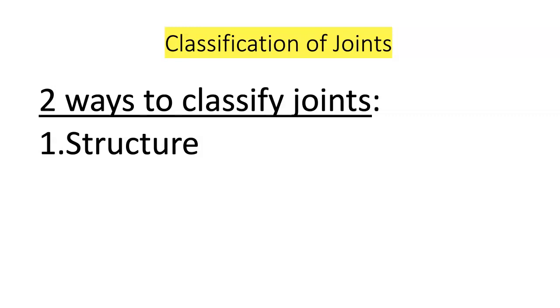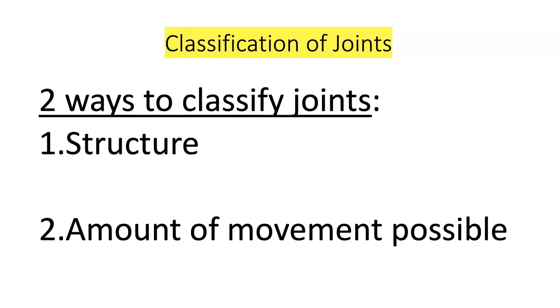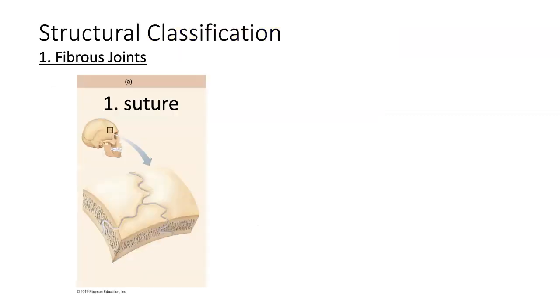Joints or articulations are just where two bones meet in the body. It's the way the various bones of the skeleton are connected together. There are two ways to classify joints. One is structural, and the other is by the amount of movement that is observed at the joint. So let's take a look at the structural classification first. There are three different structural classifications.